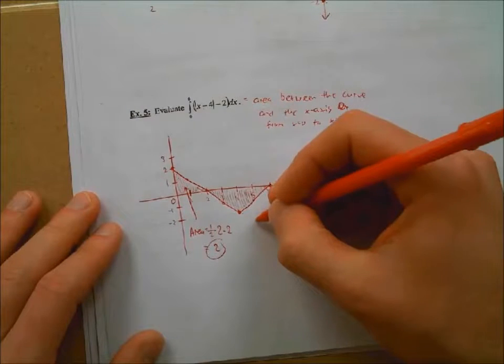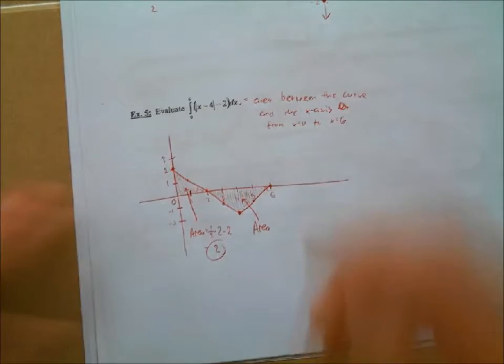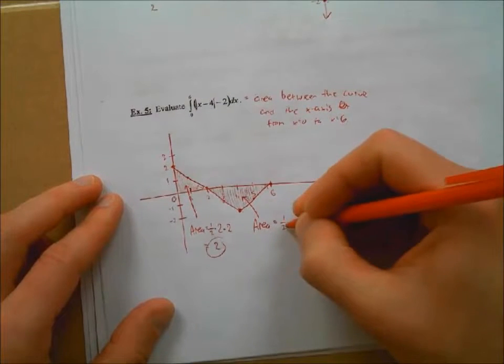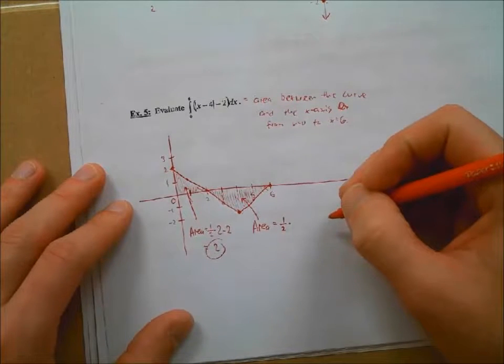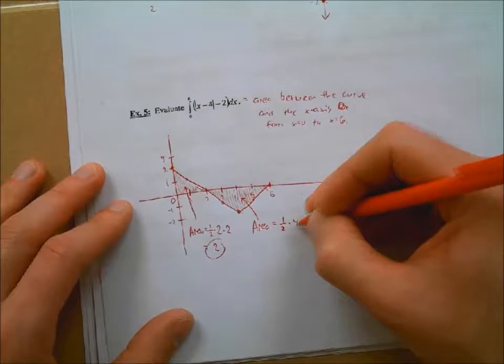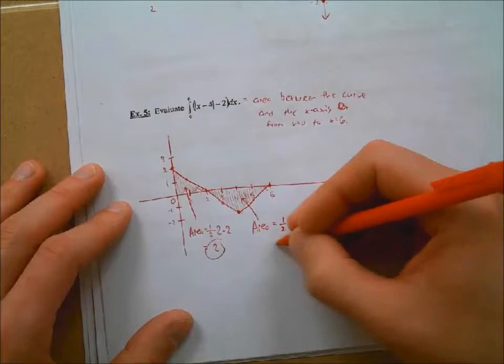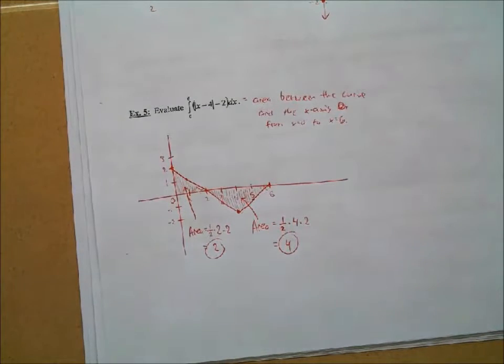And then what about the area for this region? What will it be? Well, it's a triangle, right? So what is the base of that triangle? 4. Okay, what's the height of the triangle? 2. So 4 times 2 is 8. Half of that is going to be 4. Okay?